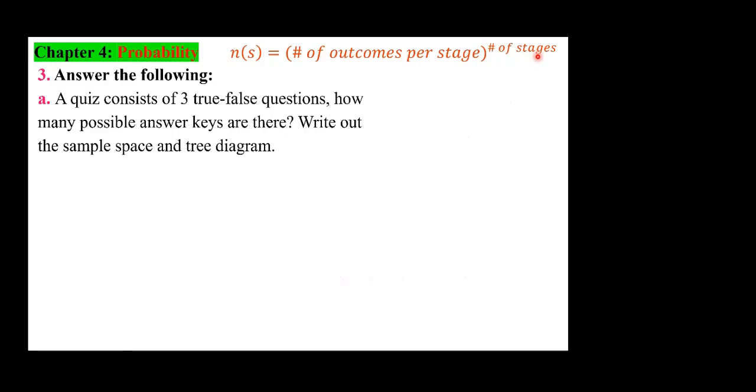For example, in this case, how many outcomes per stage do we have? We have true or false. We have only 2 outcomes, either true or false. How many stages? That's the number of questions. Therefore, it's 2 cubed, which is equal to 8.